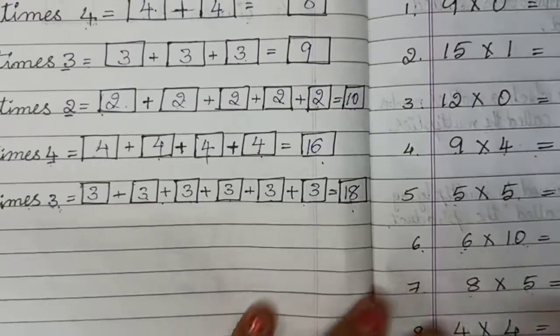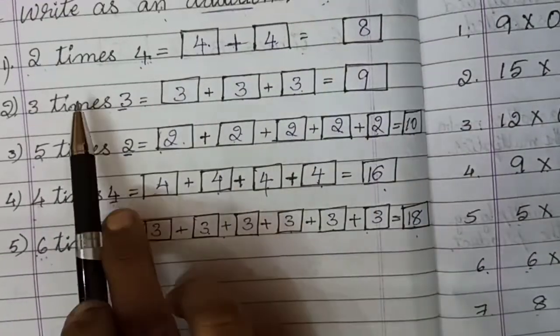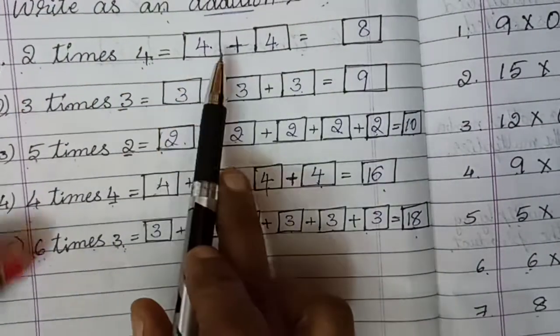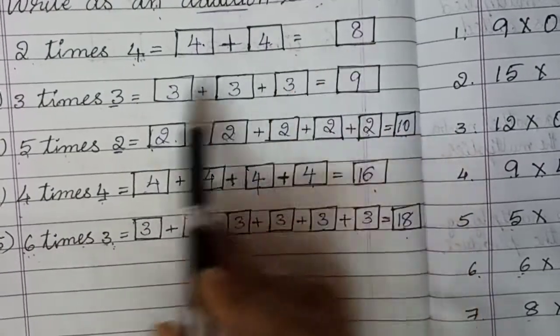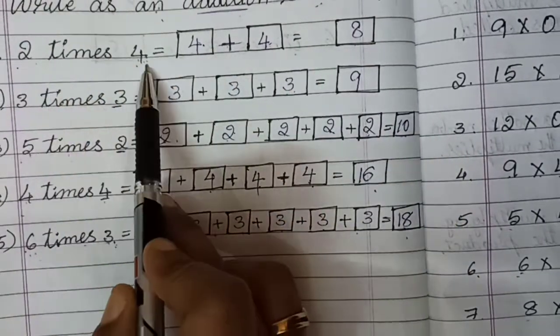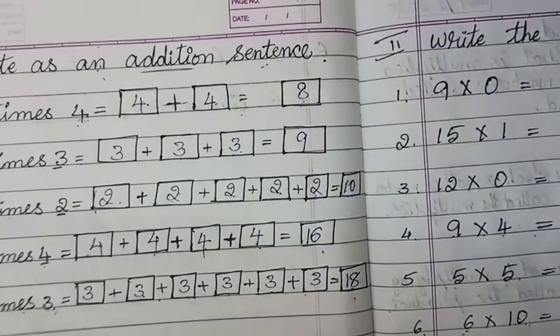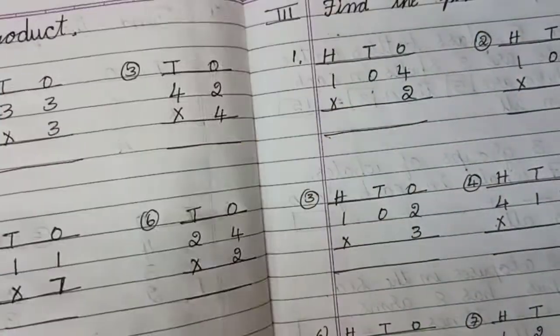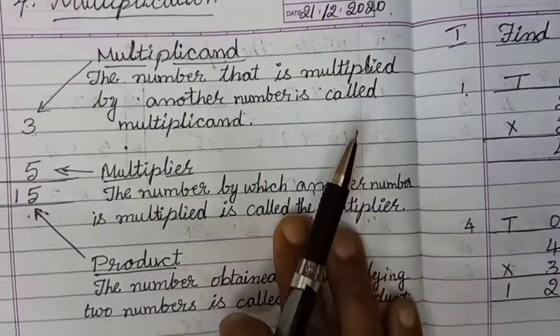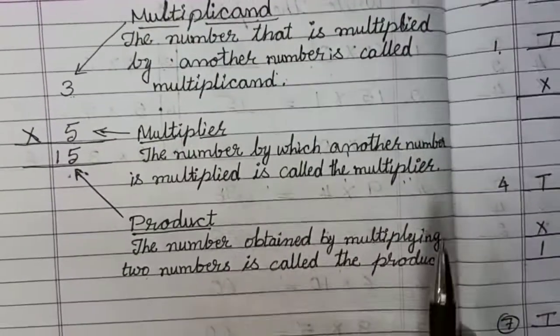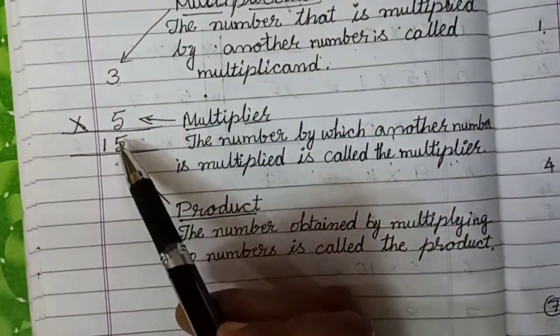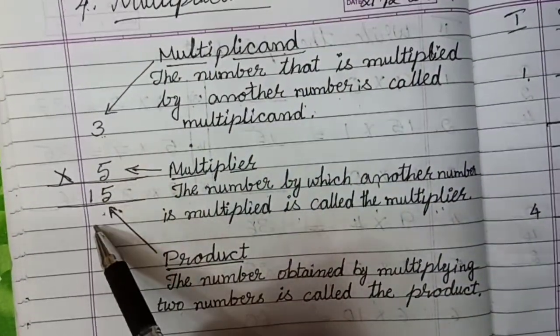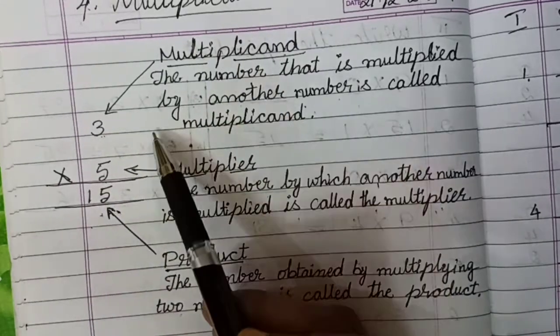See children, multiplication means repeated addition. 4 times 2 is 4 plus 4, 8. So 4 2s are 8, and 2 4s are 8. Like this only we are going to solve these problems. Multiplication is very easy. One example: 3 5s are 15. Here 3 is the multiplication.